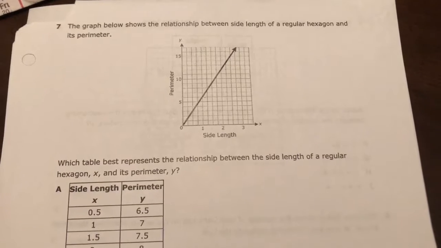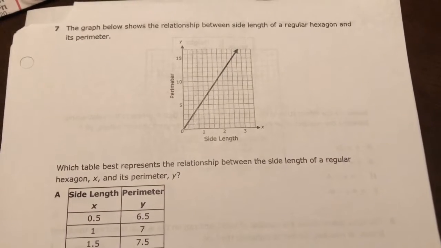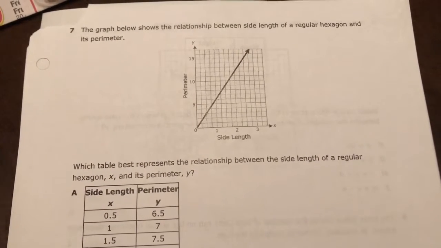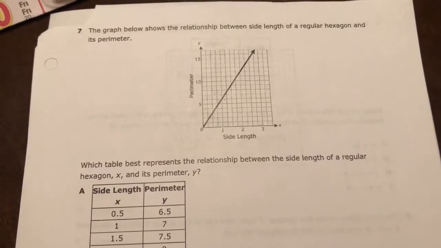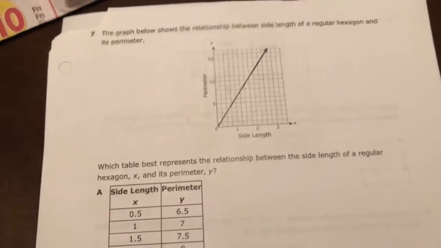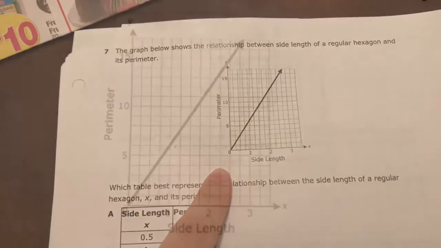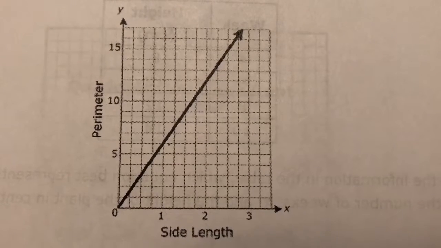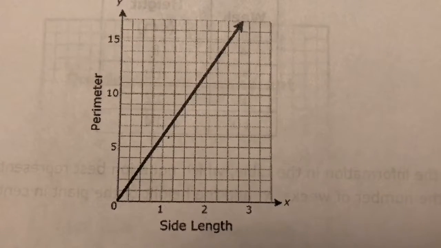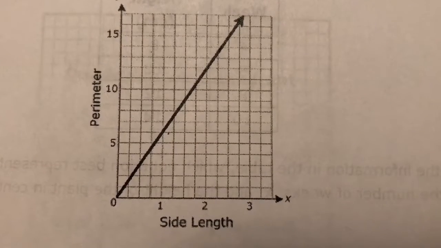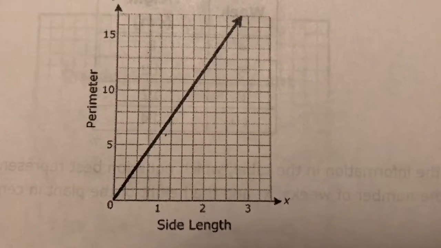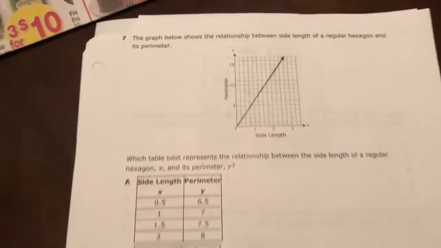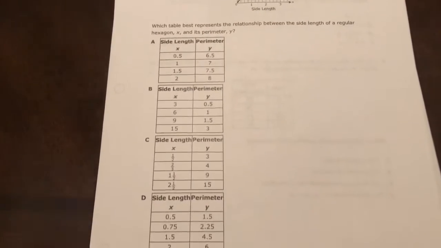Number 7. The graph below shows the relationship between the side length of a regular hexagon and its perimeter. Which table best represents the relationship between the side length of a regular hexagon X and its perimeter Y? Make a T-chart. And then match the T-chart that you make from the graph to one of the answer choices below.